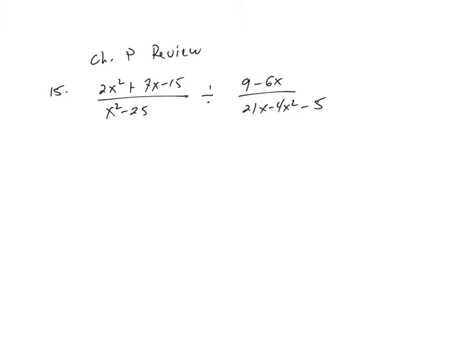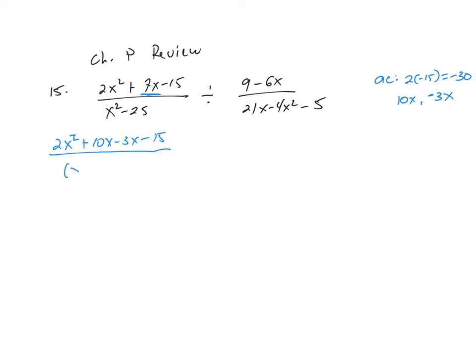I can factor this, I'll do it over here. Let's see, the AC method would be 2 times negative 15 is negative 30. So I'm looking for two numbers that multiply to negative 30 and add to this middle term, 7x. So numbers that multiply to negative 30 but add to positive 7 would be 10x and negative 3x. So I can rewrite this as 2x squared plus 10x minus 3x minus 15.